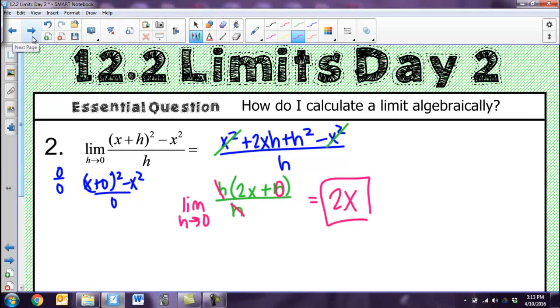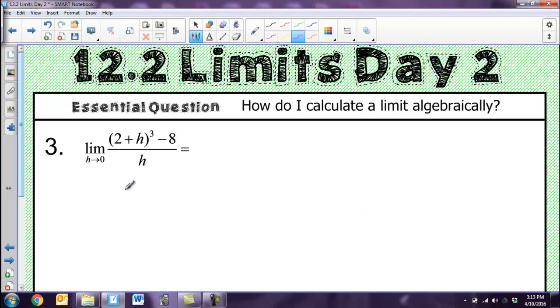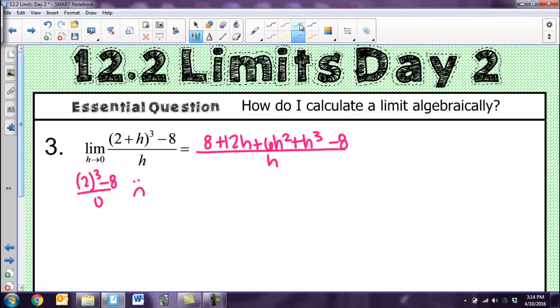So let's look at another one like that. Again, my first goal is to try to plug in the number that they give me to see if I could get a number out of it. So I would have 2 plus 0 cubed, which is 8, minus 8 over 0. This makes me sad. It's indeterminate. It's 0 over 0. So I would go ahead and multiply 2 plus h cubed out. You could either use your binomial expansion, or you could just FOIL a bunch of times. But if you FOIL this out, you should get 8 plus 12h plus 6h squared plus h cubed minus 8 all over h.